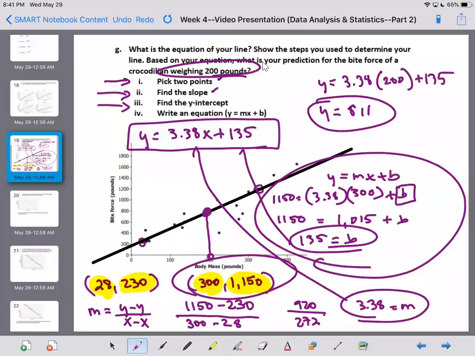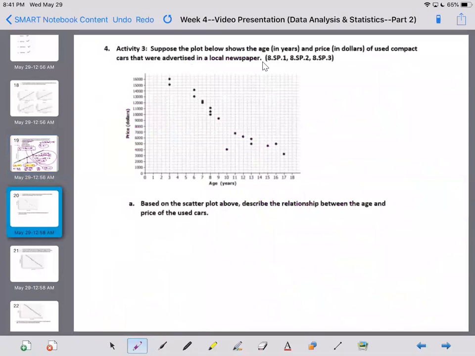All right, let's look at another problem where the scatter plot shows the age in years and the price in dollars used for compact cars that were advertised in a local newspaper. Based on the scatter plot, describe the relationship between the age and the price.